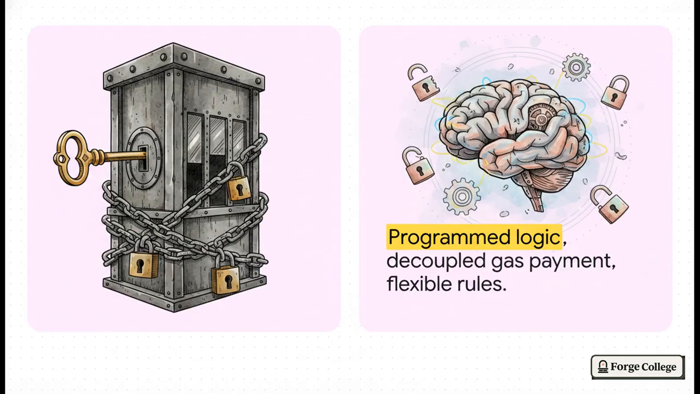But account abstraction, that completely changes the game. It totally separates the wallet's behavior from the underlying address. So instead of those frustrating, hard-coded rules, we get highly flexible programmed logic.